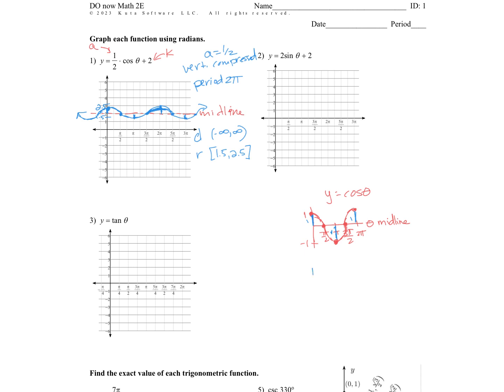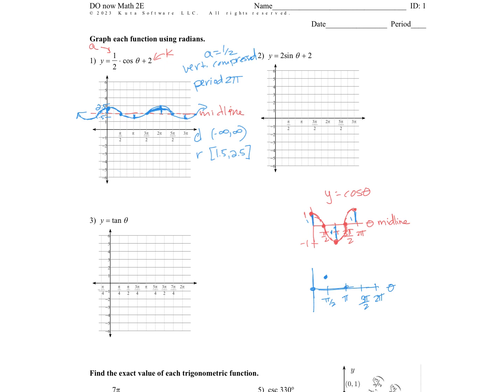So now let's take a look at the second one. It's a sine graph. So my sine graph at 0, this is my theta axis, and I'm going to write my unit circle values here. At 0, my sine function is 0. My y-coordinate is 0. At pi over 2, my y-coordinate, which is sine, is 1.